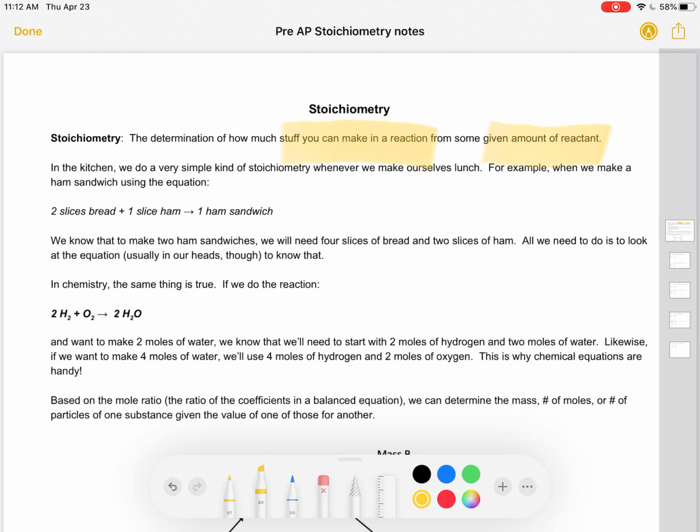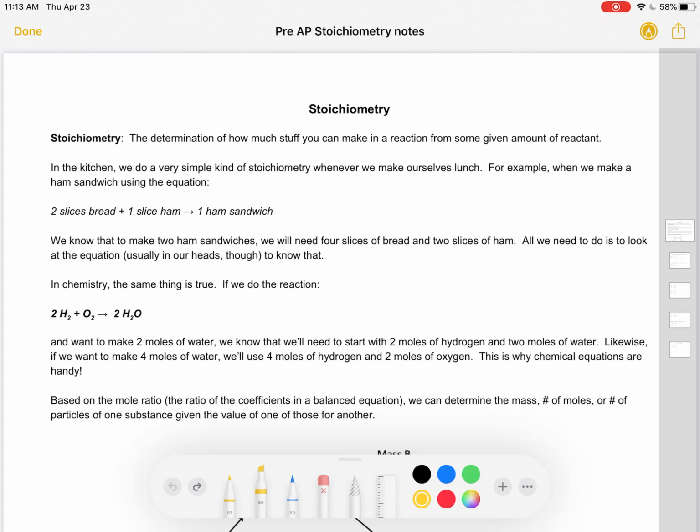Okay, so we do simple stoichiometry at home all the time. Like for me, my recipe, which is the saddest ham sandwich in the world, is 2 slices of bread, 1 slice of ham, and that produces 1 ham sandwich. So if we need to make 2 ham sandwiches, we're going to need 4 slices of bread and 2 slices of ham.